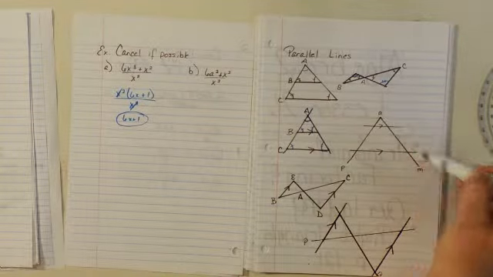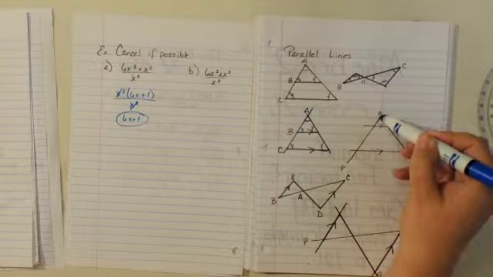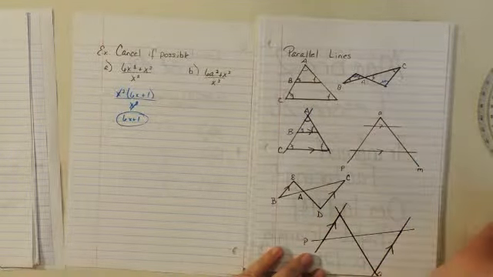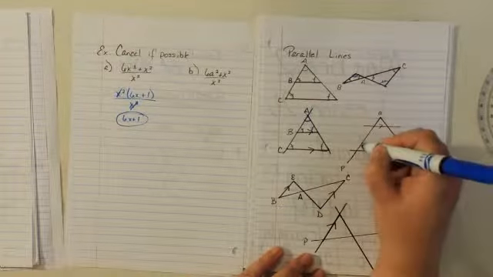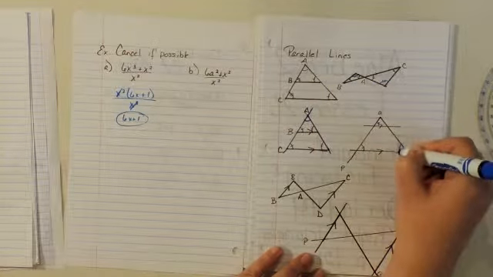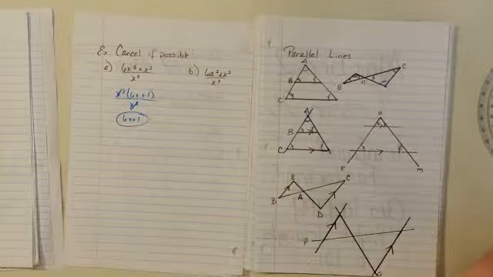Instead of having a triangle, we have two transversals that are meeting at this spot A. They're crossing two parallel lines, and therefore this angle has to be equal to this angle, and this angle has to be equal to this angle. Okay?